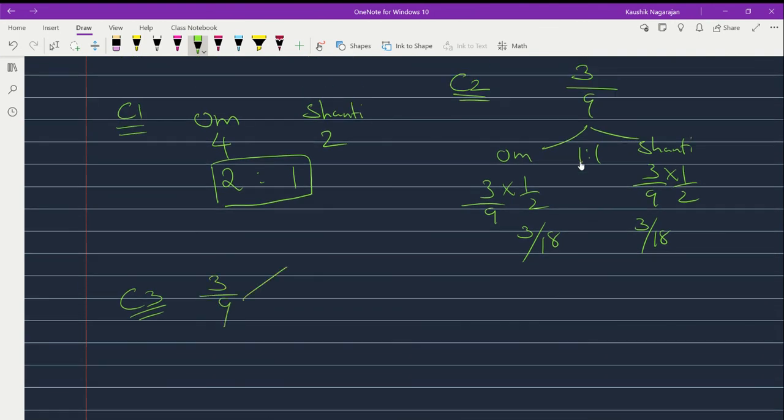This 3 by 9 share has been given to the partners Om and Shanti, and here in this case it is in the ratio of 3 is to 1. So that means 3 by 9 into 3 by 4, and here 3 by 9 into 1 by 4. So this gives me 3 threes are 9 by 9 fours are 36, and here 3 by 36. So now these are the gains. This should be added with the old ratio, that gives you the NPSR.